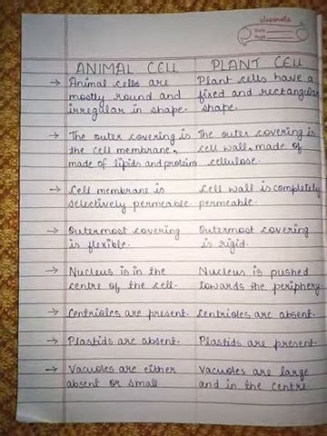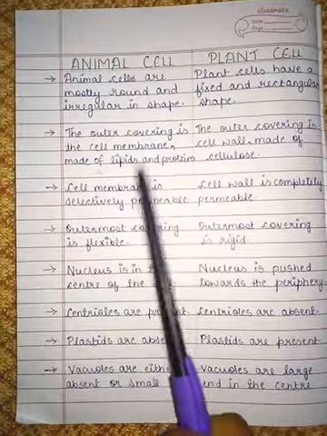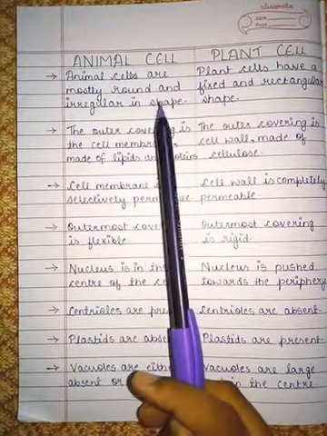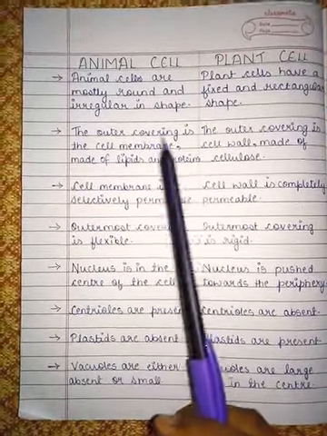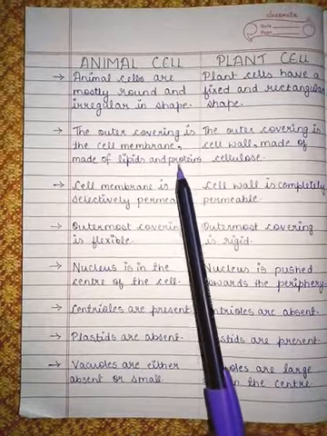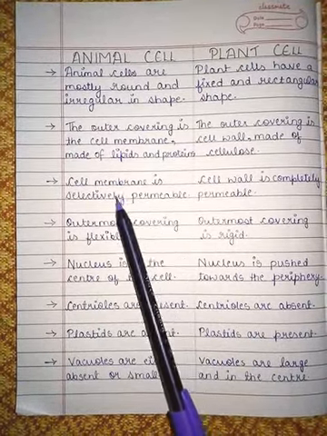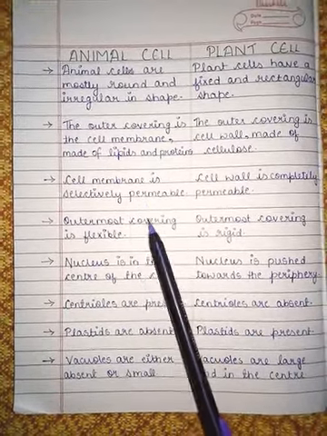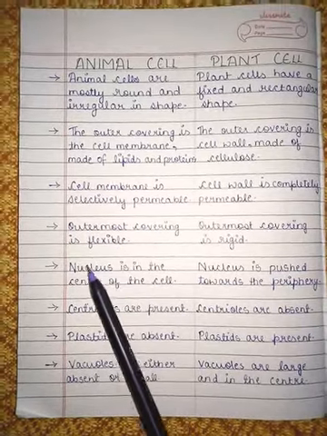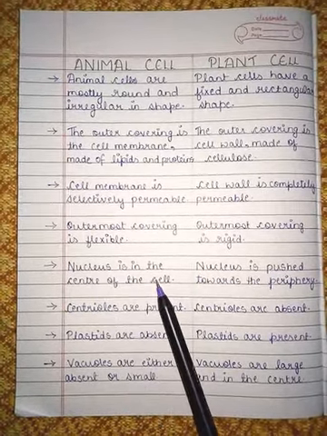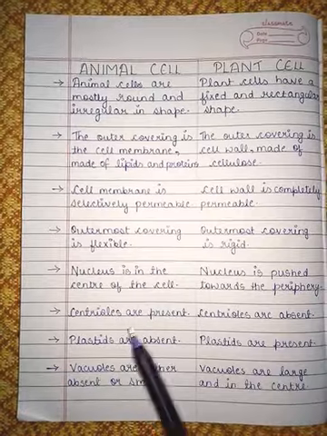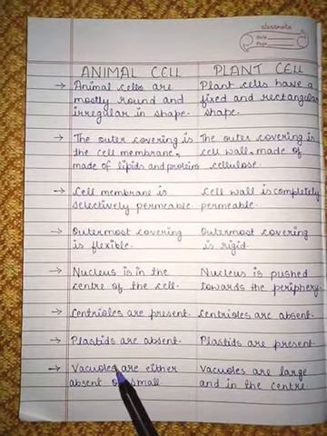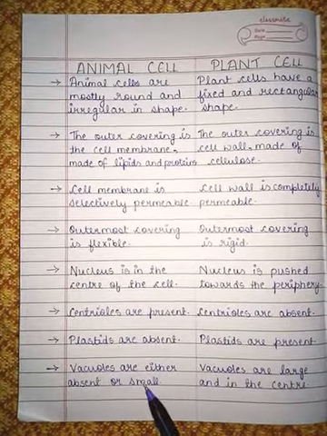To summarize what we have just discussed, animal cells are mostly round and irregular in shape. The outer covering is the cell membrane that is made up of lipids and proteins. The cell membrane is selectively permeable. The outermost covering is flexible in nature, and the nucleus is placed at the center of the cell. Centrioles are present, plastids are absent, and vacuoles are either absent or small in size.